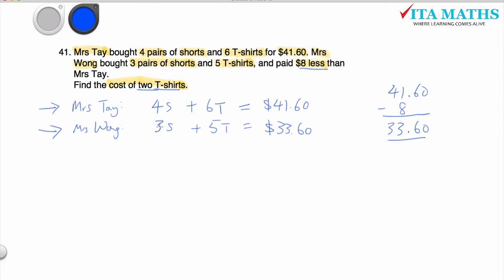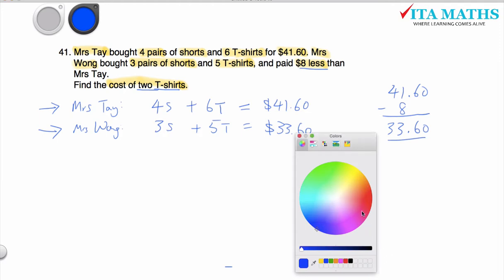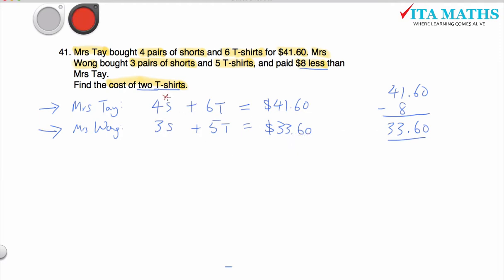Okay, 4 and 3, the common will be 12. So you have to take 4 times 3 and 3 times 4. So what do you get? For Mrs. Tay, you have 12 shorts plus, multiplied by 3 as well. You take this multiplied by 3 as well. Take this multiplied by 4. Take this multiplied by 4.